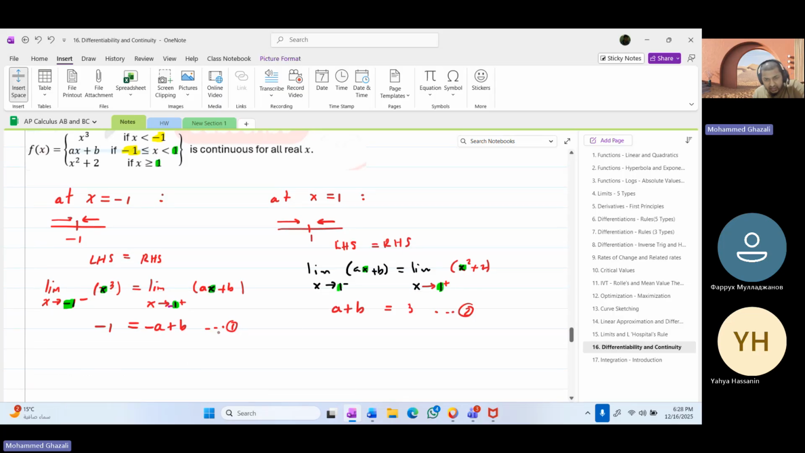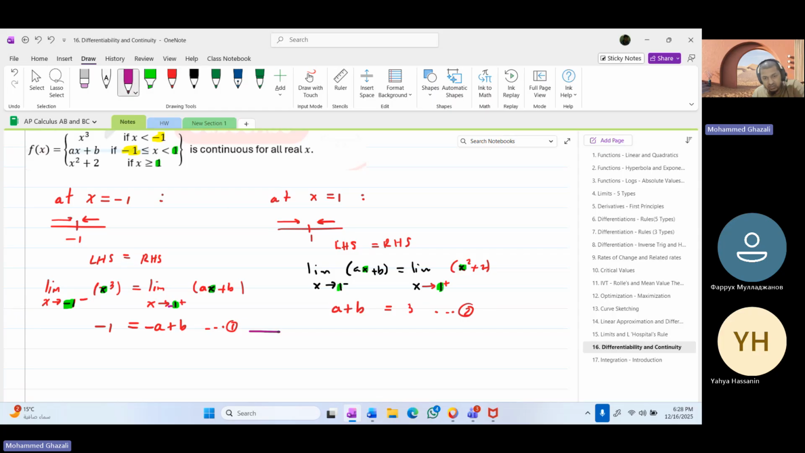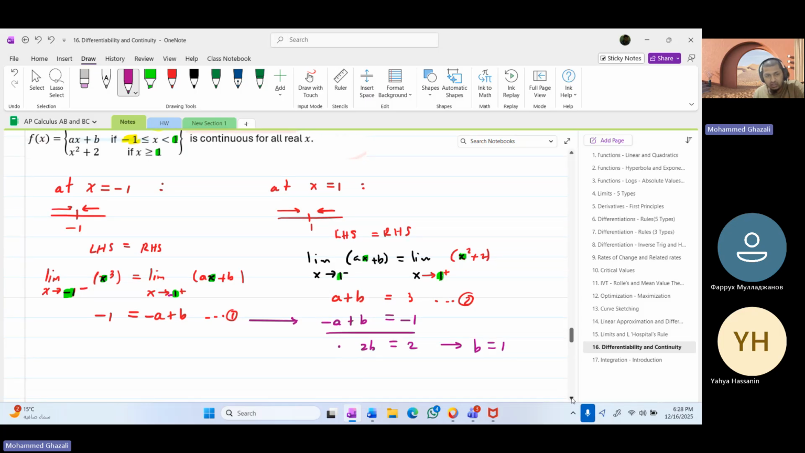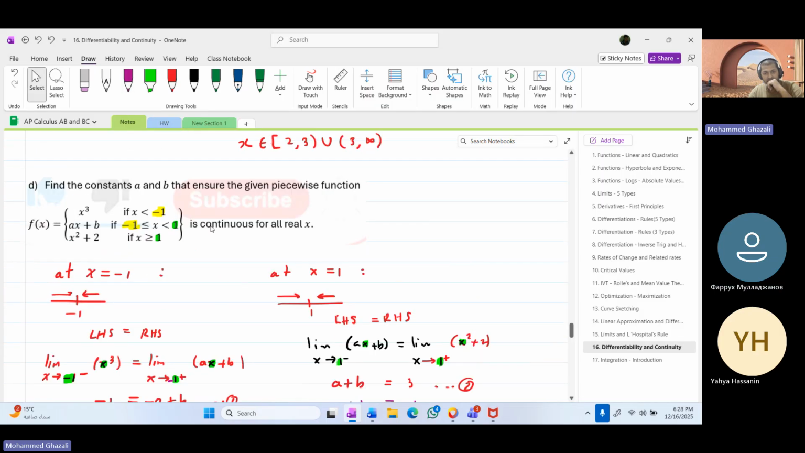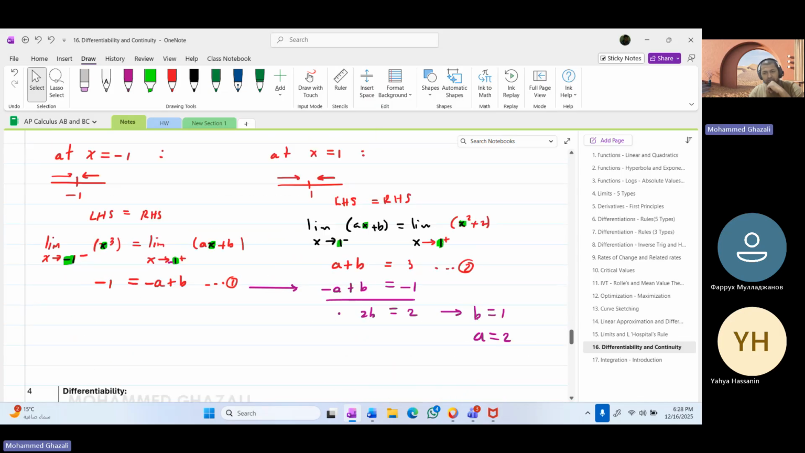So if I take equation 1 and put it under equation 2, it is equal to -1. If I add them up, a is out. 2b is equal to 2, so b is equal to 1. We solve for b, right? Now to solve for a, if b is 1, you can just substitute into equation 2. b is 1, so a is 2. Good, easy. So did we solve for a and b that makes the entire function continuous? Yes. a is 2, b is 1.